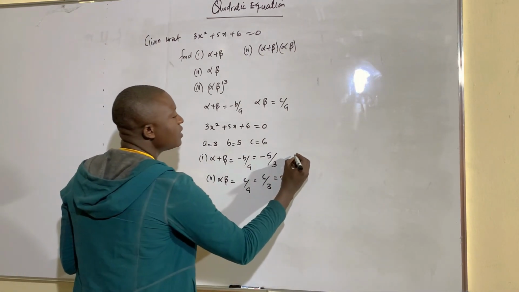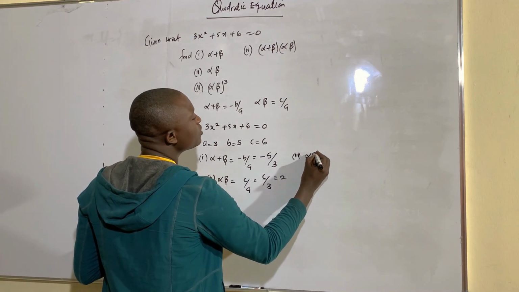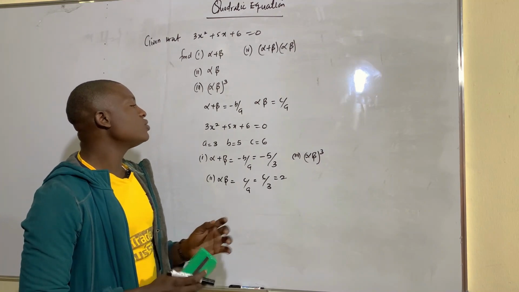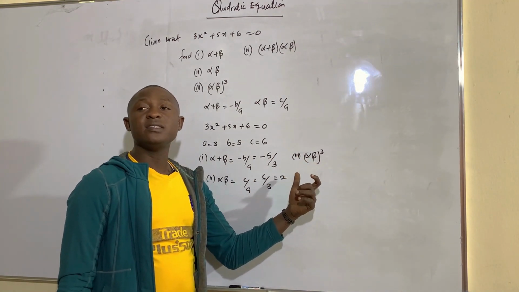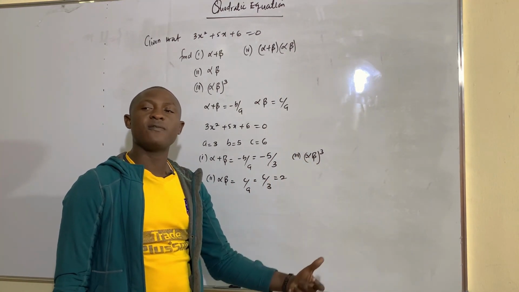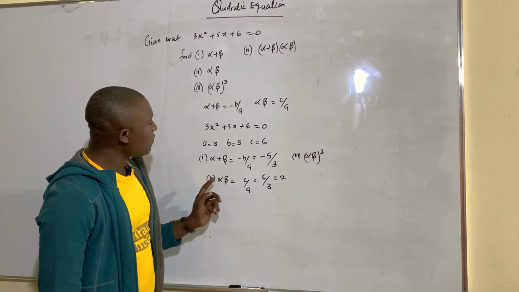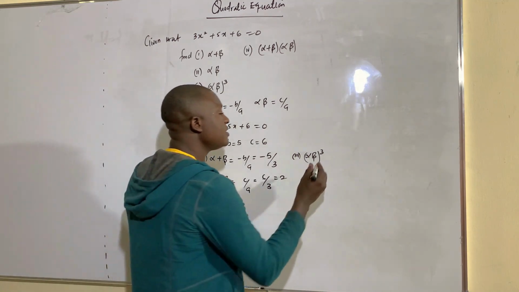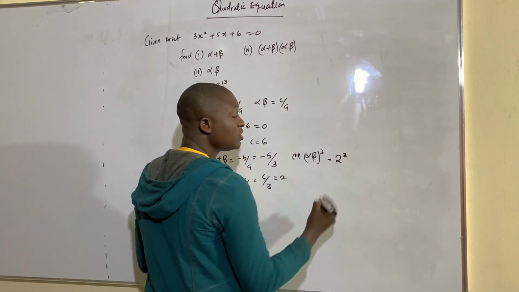Now, the next problem, we are asked to find alpha beta all cube. So here, you need to stress yourself, meaning we are going to multiply alpha beta 3 times. That is alpha beta times alpha beta times alpha beta. Now, from the second problem, we got our alpha beta to be 2. So this simply means 2 cube. So what is 2 cube?